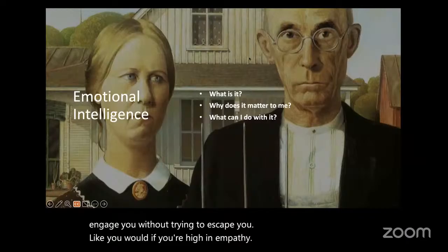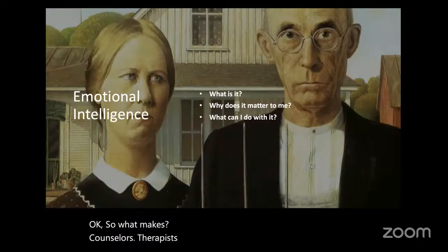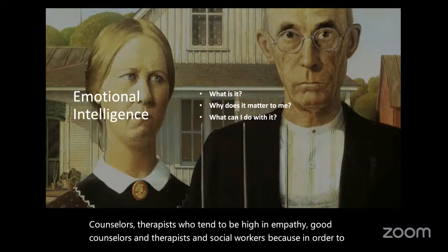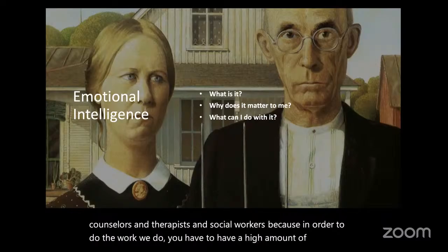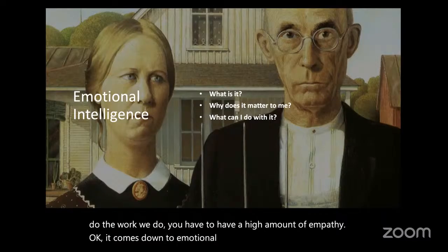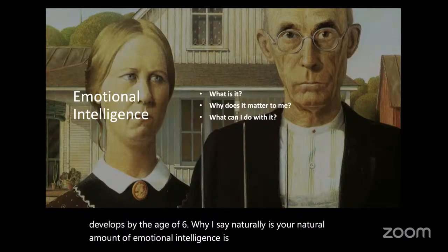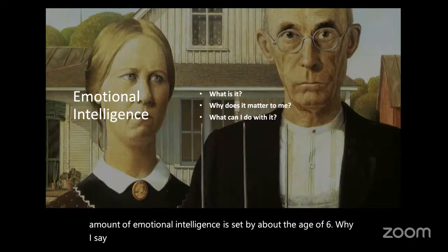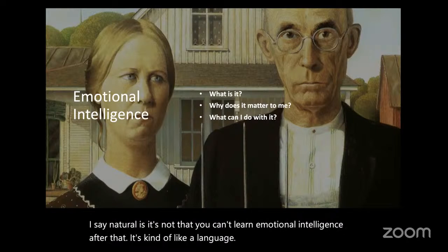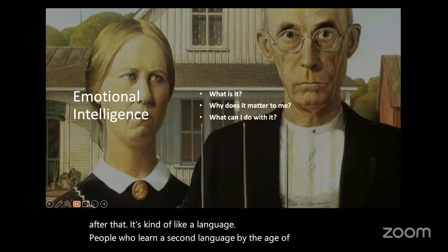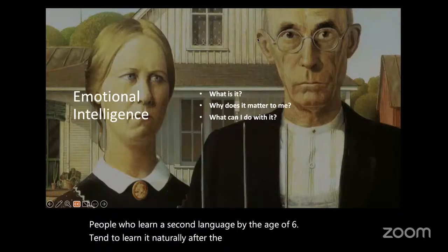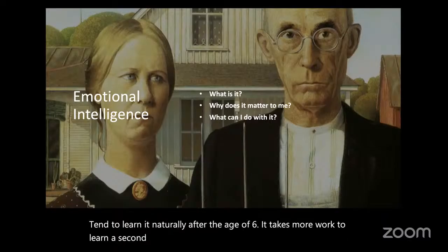Okay. So what makes counselors, therapists, and social workers, who tend to be high in empathy, good at what they do? Because in order to do the work we do, you have to have a high amount of empathy. It comes down to emotional intelligence, which naturally develops by the age of 6. Why I say naturally is your natural amount of emotional intelligence is set by about the age of 6. It's not that you can't learn emotional intelligence after that. It's kind of like a language. People who learn a second language by the age of 6 tend to learn it naturally. After the age of 6, it takes more work to learn a second language. This is the same thing with emotional intelligence.